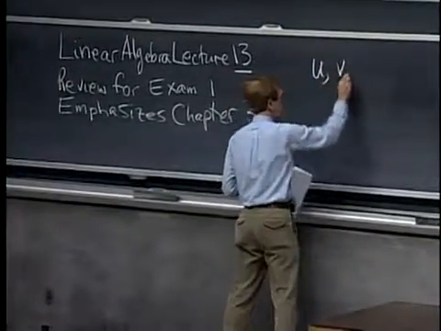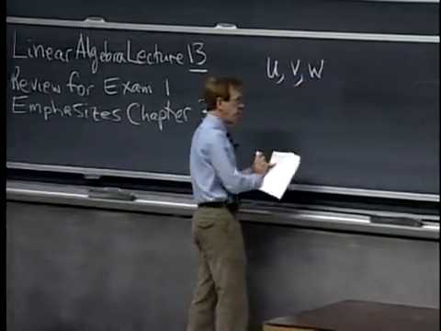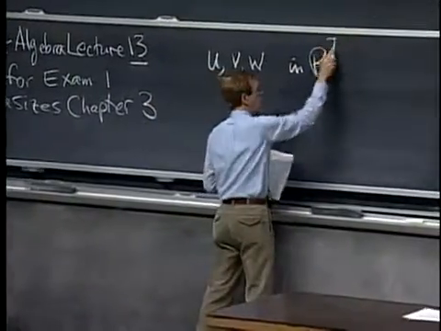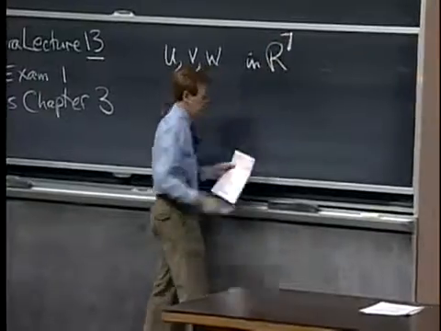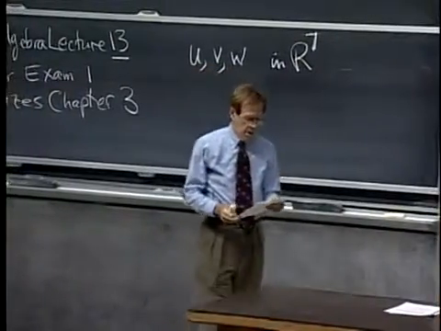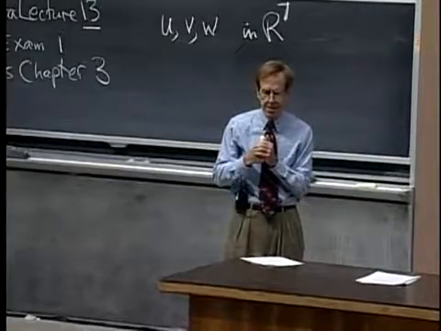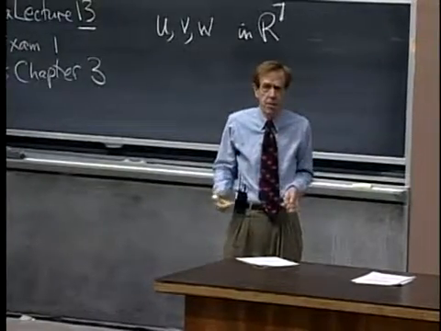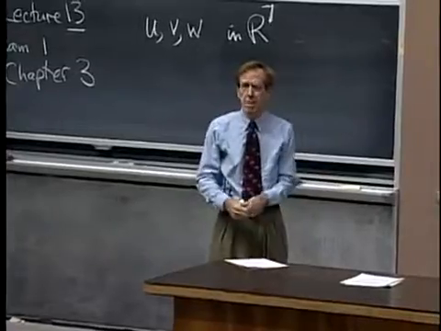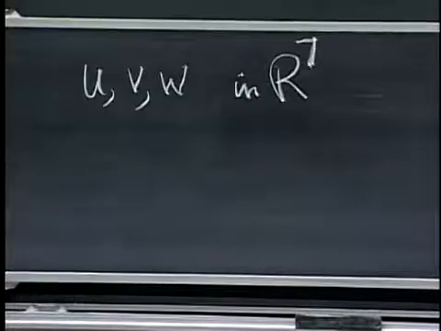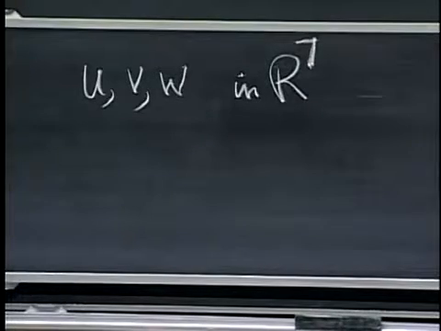u, v, and w are non-zero vectors in R^7. They span a subspace of R^7, and what are the possible dimensions? So it's a straightforward question. What are the possible dimensions of the subspace spanned by u, v, and w?